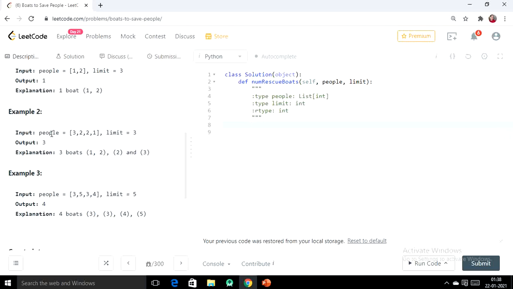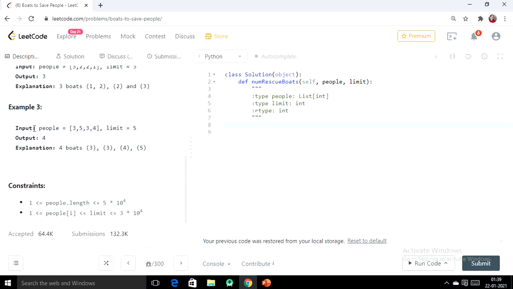Next, you can see here people equal to 3, 2, 2, 1, limit equal to 3. So here 3 is less than or equal to 3, right? So in that case only 1 person can go in 1 boat. Remaining are 2, 2, which is 4, obviously we cannot take them. So 2 plus 1 is less than or equal to 3. So in 1 boat we can have 1 and 2, and in another boat we can have this 2 only, right? So for this 3 boats are needed.